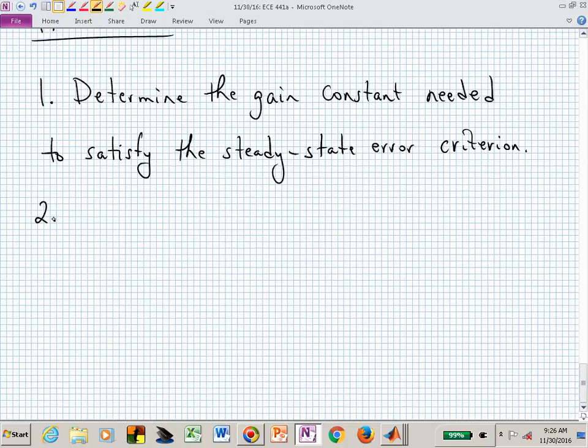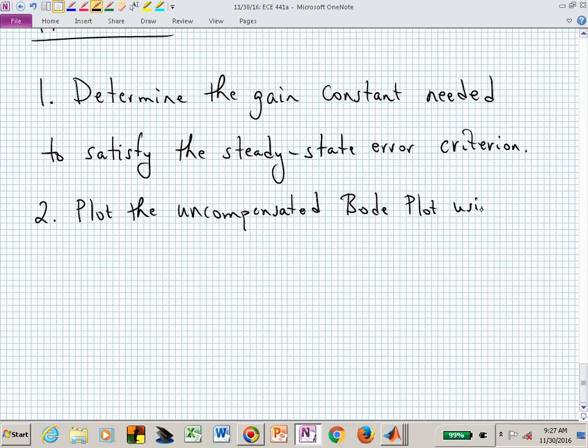The next step is then to use that gain to plot your uncompensated Bode plot. So step 2 is plot the uncompensated. That's been the blue curve in our previous illustrations. Plot the uncompensated Bode plot using the gain that we just determined in step 1.